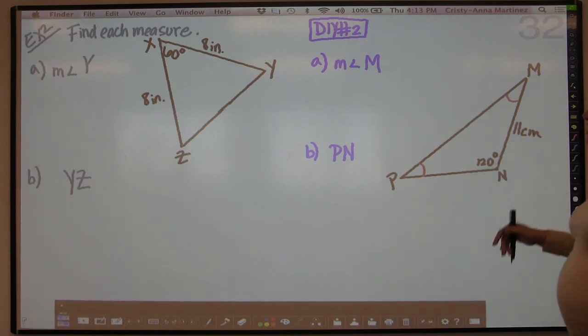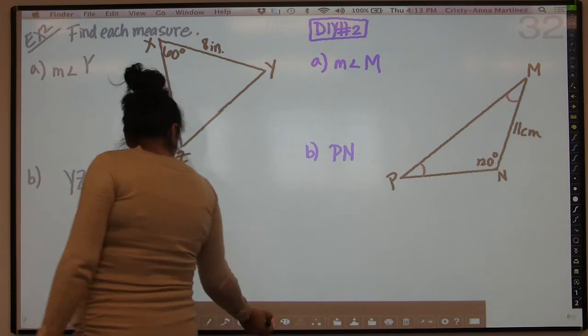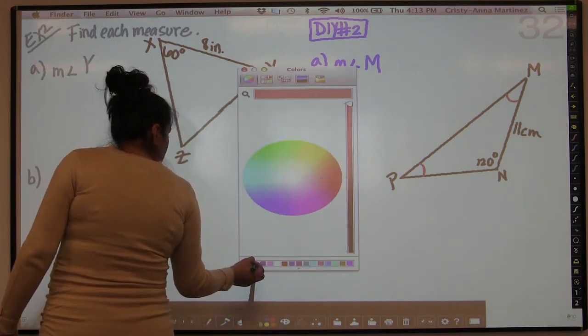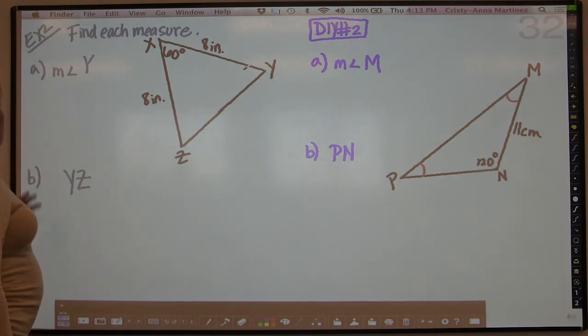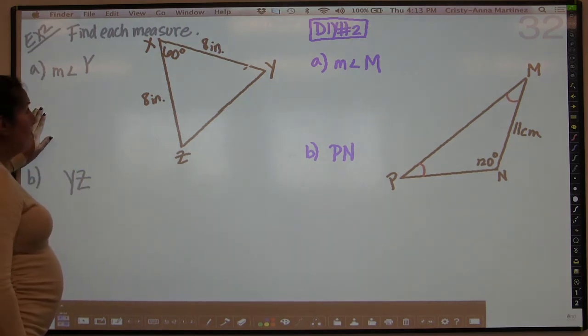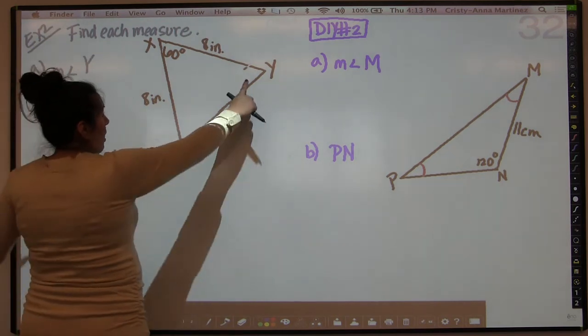This is the do-it-yourself one, so I'm going to come on this side, and we're going to answer these little guys over here. It says, find each measure. So in part A, it wants me to find the measurement of angle Y. And so here's angle Y.